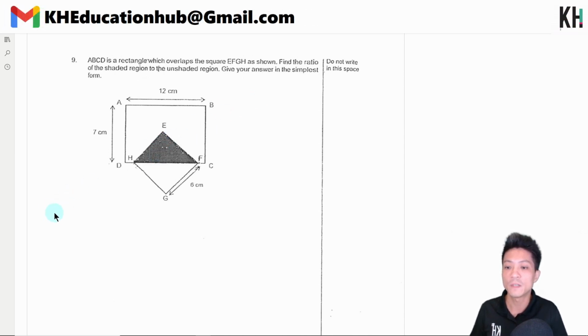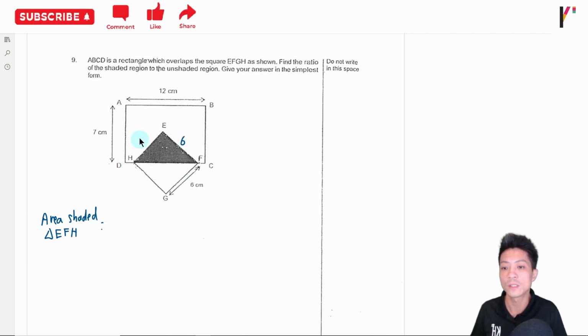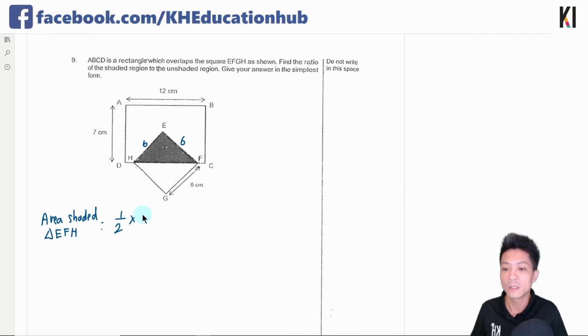First I'm going to find the area of the shaded region, which is the triangle EFH. Since this is a square, we know that this is a 6, and this is also a 6, because it says that it overlaps square EFGH. So it's going to be half times 6 times 6, which gives you 18 square cm.